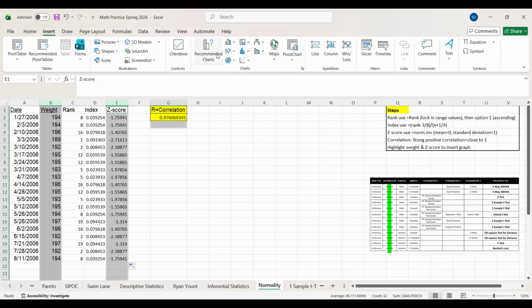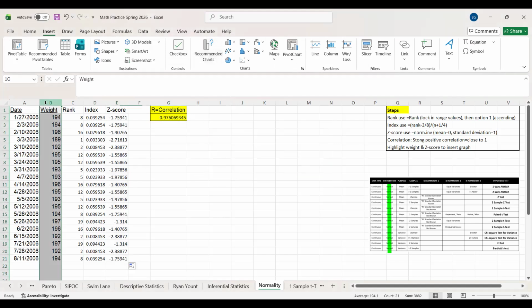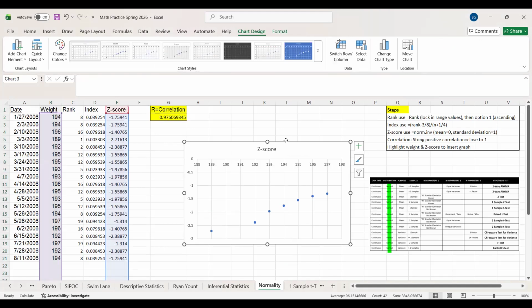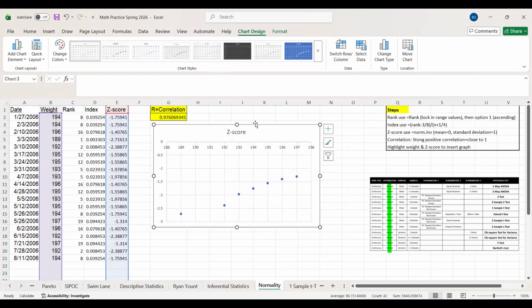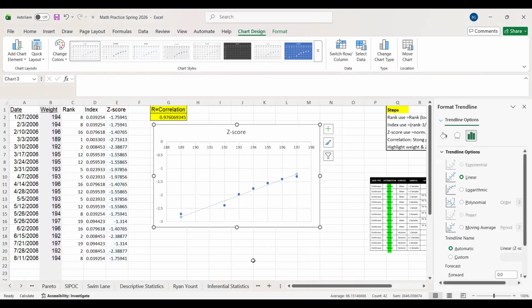I'm having all kinds of problems today, aren't I? Do it again. Grab weight, z-score, hit insert, recommended charts. And the first one is the one I want. And this is what it looks like. Next thing I'm going to do on this chart is click on one of the dots, right click, add trend line. And you can see that trend line up here.